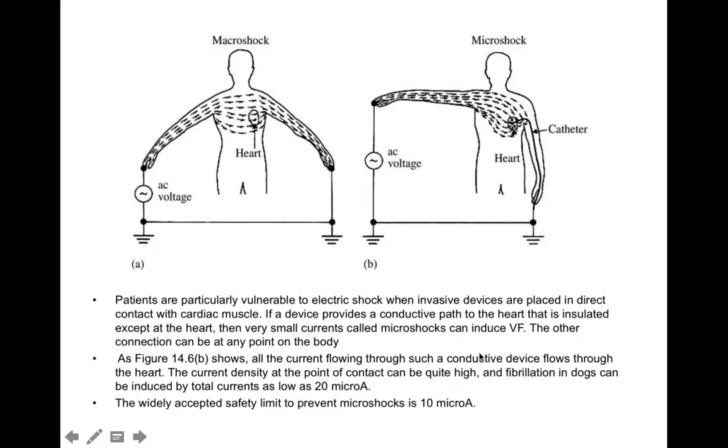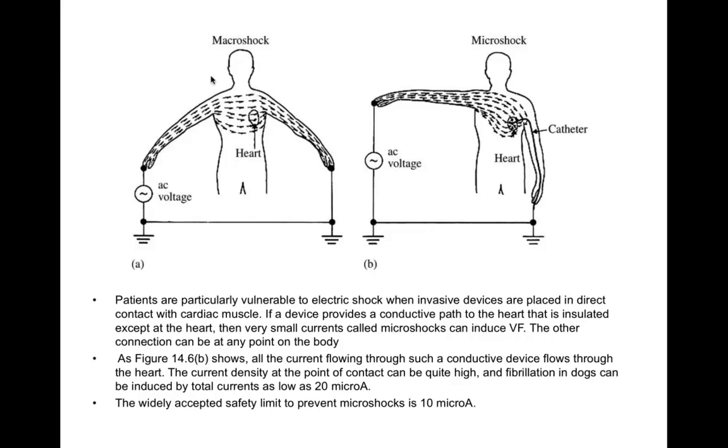So in this case, all the current flows through that conductive device. The current density at the point of contact can be very high. And so in dogs, for example, you can get microshock fibrillation in currents as low as 20 microamps. Typically, the accepted safety limit to prevent microshocks is 10 microamps or lower.